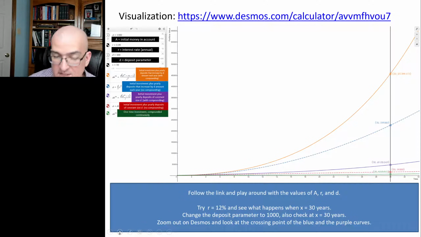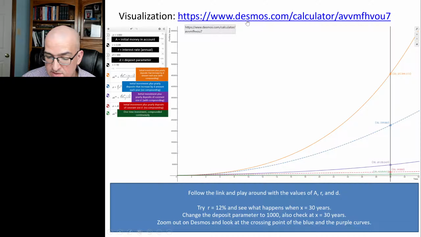I put a visualization together so you can compare these types of investment schemes with compounding, without compounding, constant deposits, deposits that grow with time, just throwing money under a mattress every month and not having it exposed to a compounding interest rate. Let's see, they're all there. You can click this Desmos link and it'll take you to explore the curves. If you zoom out, you can see that two of these curves will eventually cross, and you can decide for yourself what that means.